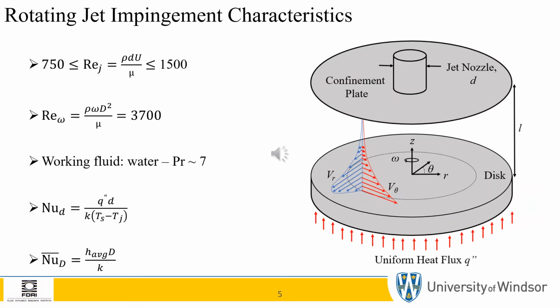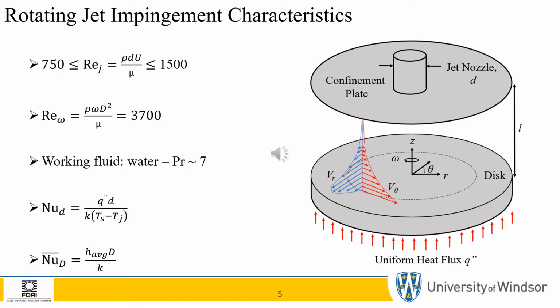I will now introduce the main parameters of interest here that impact the flow field and hence the heat transfer characteristics of the impinging jet on the rotating disk. First, there is the jet Reynolds number, which is deduced at conditions at the nozzle exit. Therefore, density and viscosity are determined at the jet temperature at the exit, and U is the average velocity at the nozzle exit. The length scale here is the nozzle diameter D, and the jet Reynolds number is within the range of 750 to 1500.